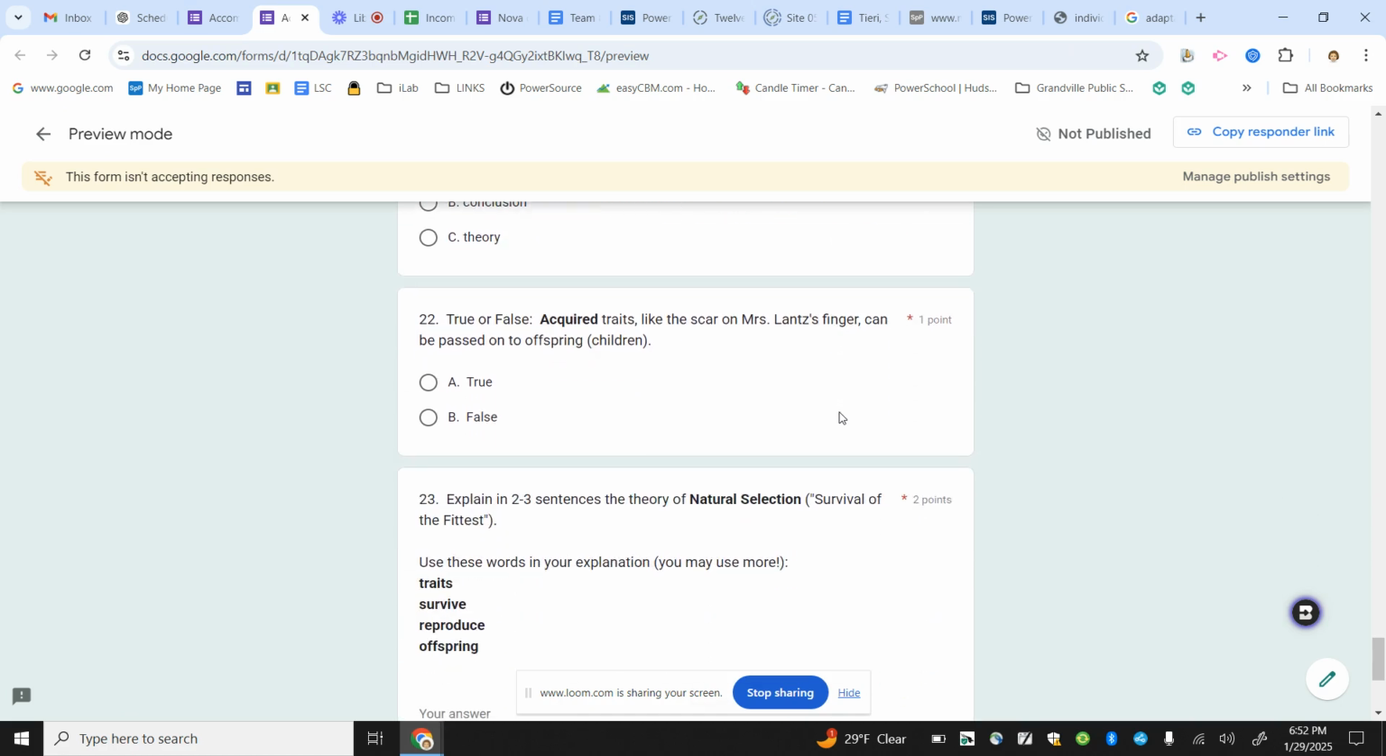Number 22. True or false? Acquired traits, like the scar on Mrs. Lance's finger, can be passed on to offspring, or like her children. True, false.